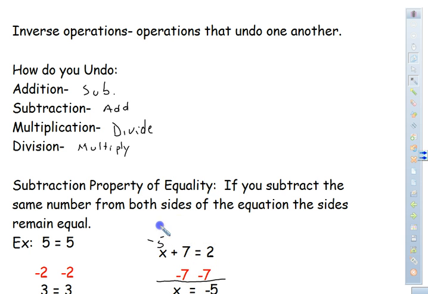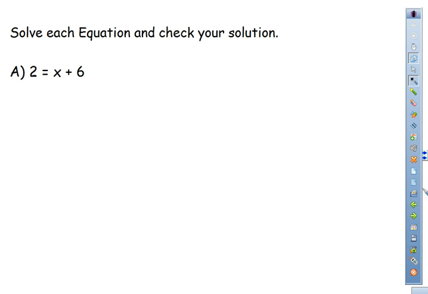Okay, this is what we're doing today. Subtracting the inverse operation, doing the opposite to both sides to get that variable. Okay, so let's try a few. So solve each equation and then check your solution. Does it hold true? Okay, so I'm going to do this first one with you.